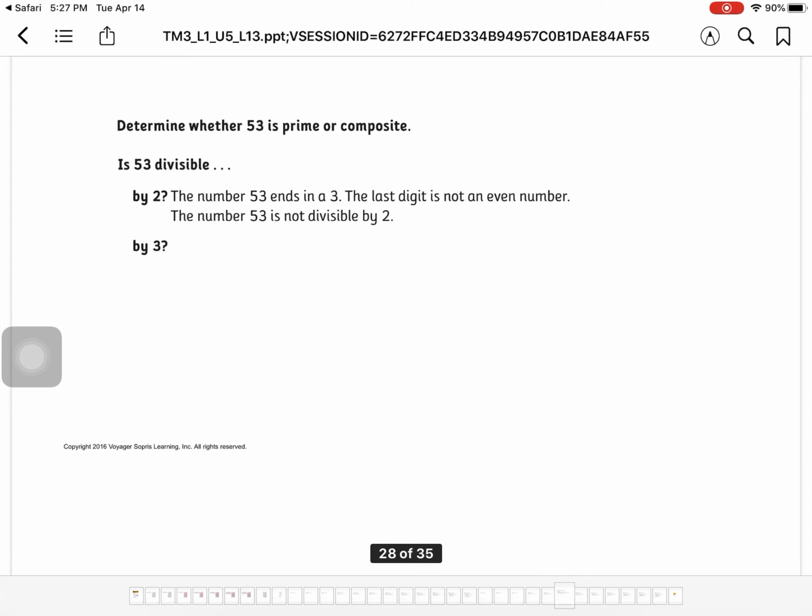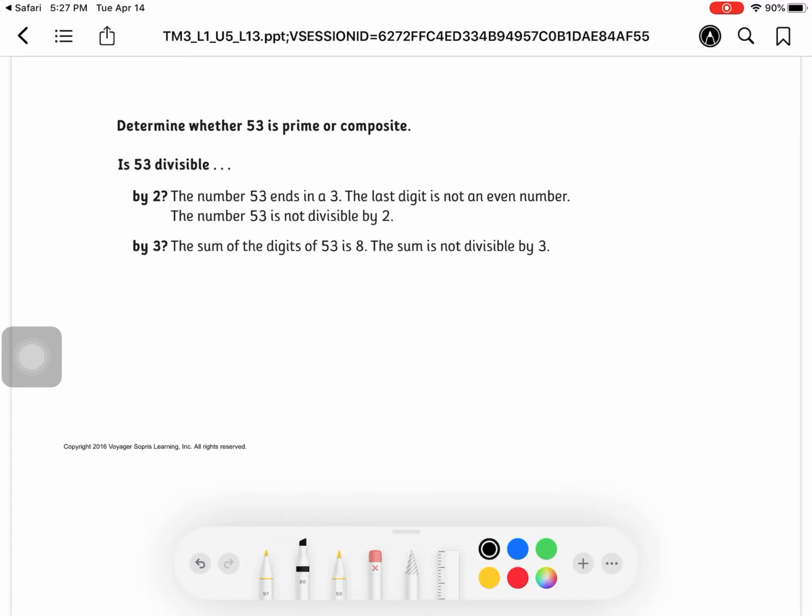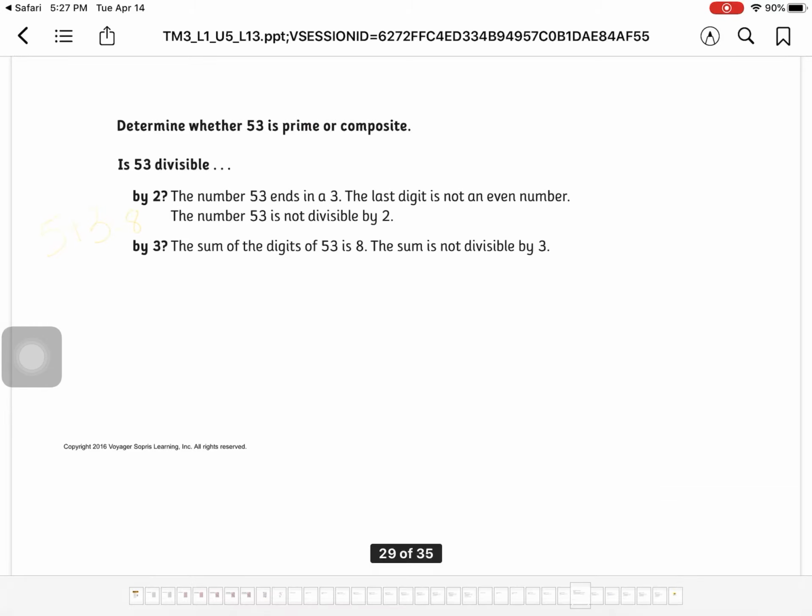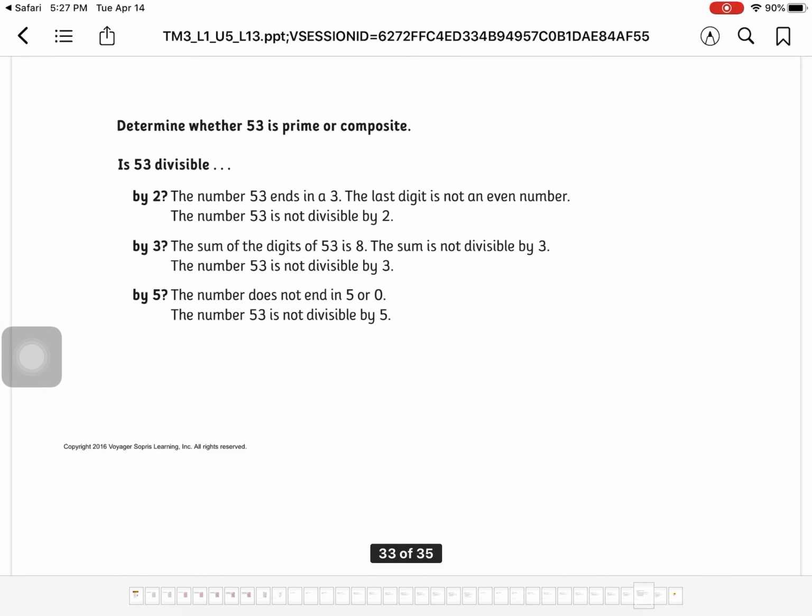Then again, by 3. Remember the rule for 3 is to add up the digits. So here we're going to add 5 plus 3, which gives me 8. Is 8 divisible by 3? It's not, so it is not divisible by 3. How about by 5? Well, 53 doesn't end in a 5 or a 0, right? So that tells me that 53 is not divisible by 5. So 53 is a prime number.